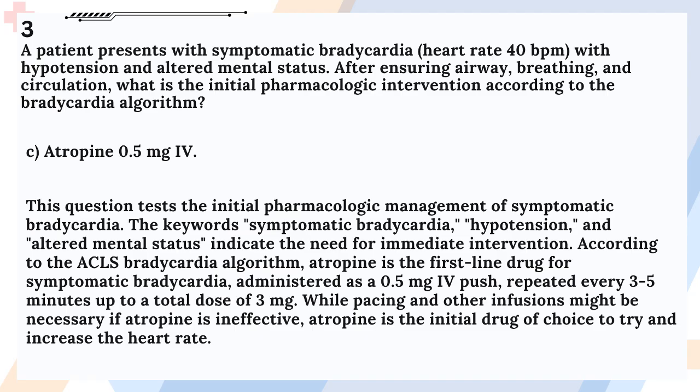This question tests the initial pharmacologic management of symptomatic bradycardia. The keywords symptomatic bradycardia, hypotension, and altered mental status indicate the need for immediate intervention. According to the ACLS bradycardia algorithm, atropine is the first-line drug for symptomatic bradycardia, administered as a 0.5 mg IV push, repeated every 3 to 5 minutes up to a total dose of 3 mg. While pacing and other infusions might be necessary if atropine is ineffective, atropine is the initial drug of choice to try and increase the heart rate.